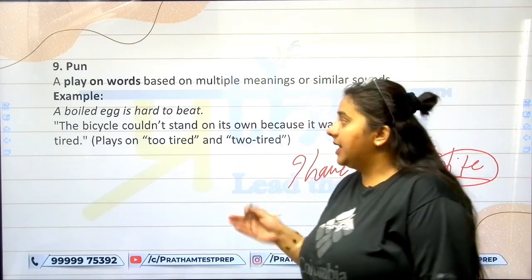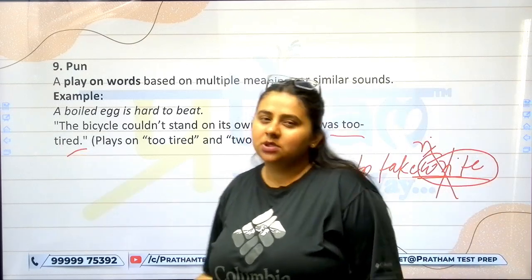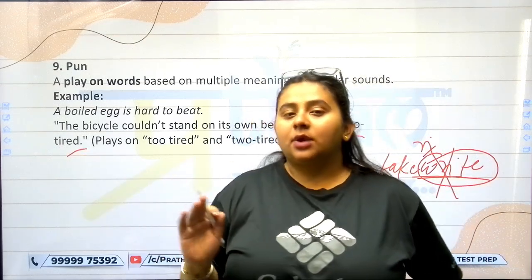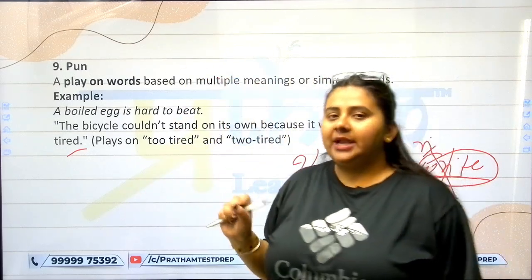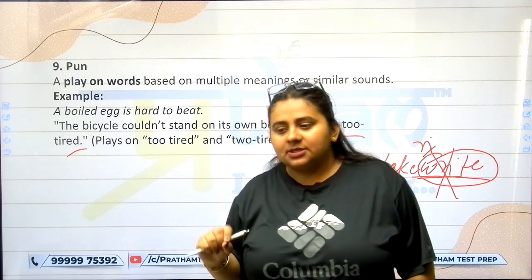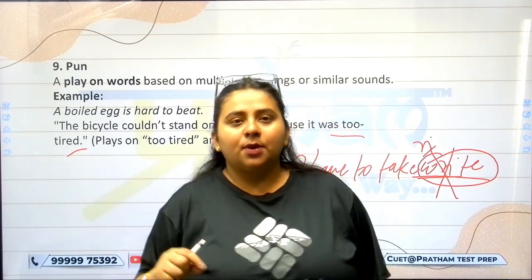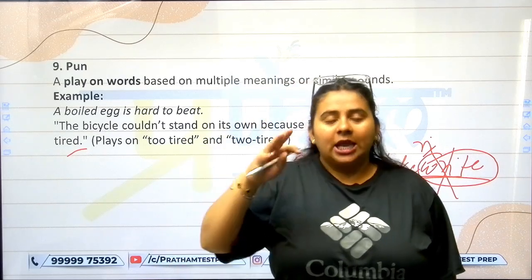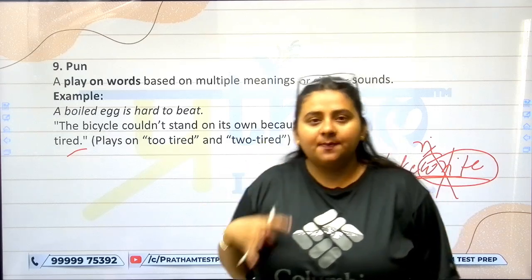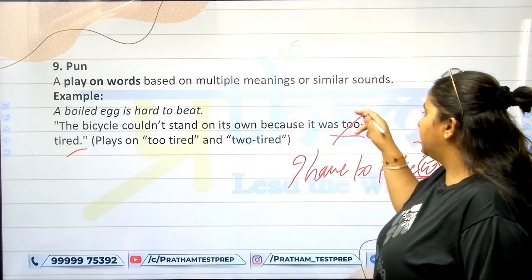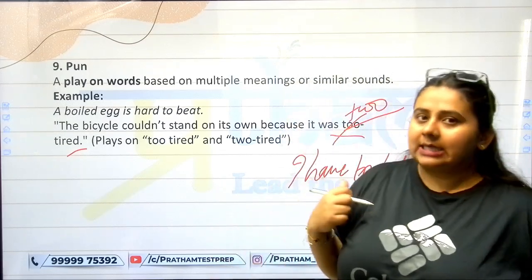Similarly, the bicycle couldn't stand on its own because it was too tired. Now, when I say it was too tired, of course you will think that ma'am is talking about two tires, the round ones, T-W-O. But when I'm writing, let's say, mistakenly, in place of T-W-O, I end up writing T-O-O. So that T-O-O would be what? Too extreme tired. Now, a bicycle cannot be tired, right? That's a quality of the humans. So in place of T-O-O, I am supposed to write what? T-W-O. Hope guys, this is clear to you.